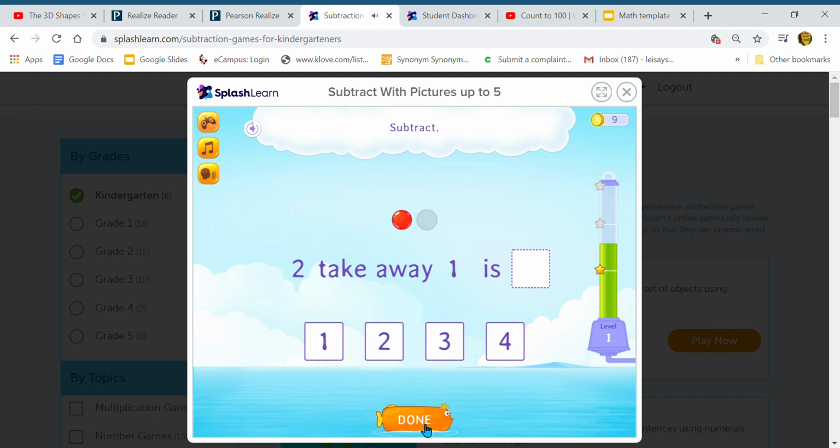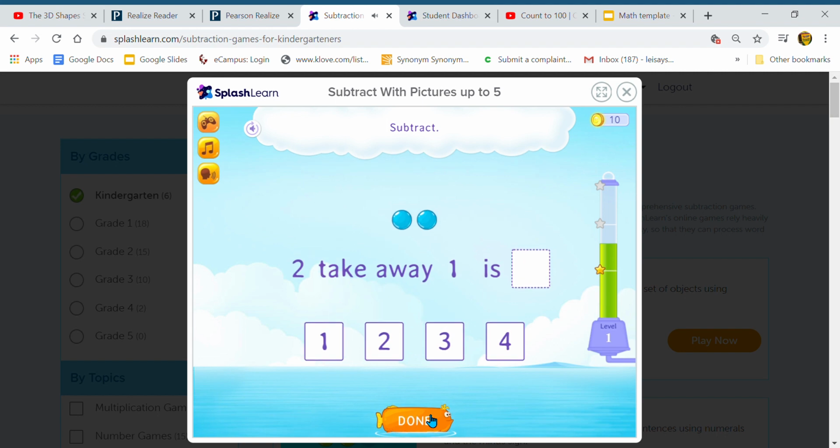Subtract 2. Take away 1 is... Alright, so show me 2 fingers. We have 2 fingers. And then hide 1 of those fingers. How many fingers do we have left? 1. 2, take away 1 is 1. And click done. On a roll!